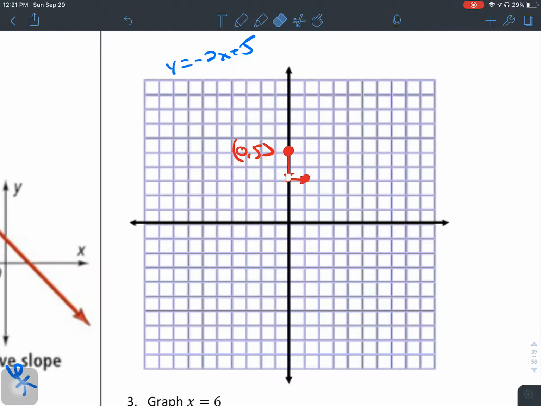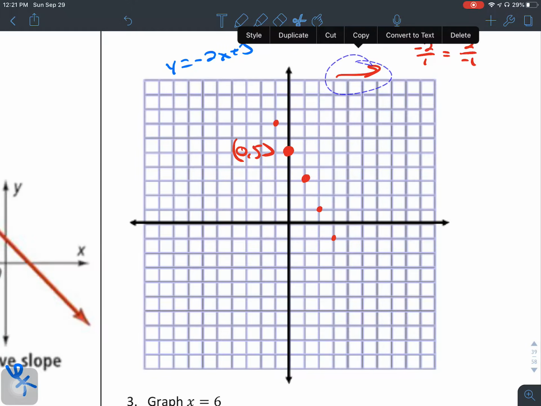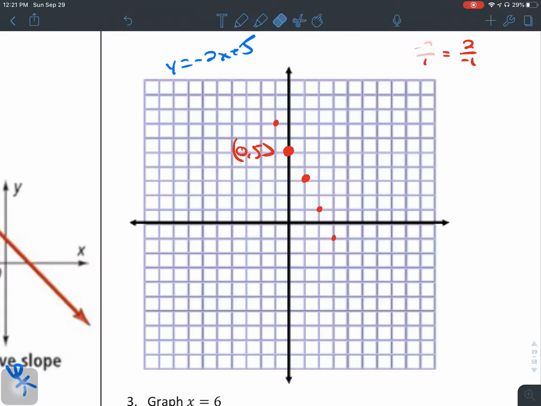You don't need to draw those little arrows. I'm just illustrating. We continue to go down 2 and to the right 1. Or you could also go up 2 and to the left 1. Why is that the same thing? Because negative 2 over 1 is the same as 2 over negative 1. To be clear, this negative 2 says go down 2. This says go right 1. If you write it this way, it says go up 2 and to the left 1. Either way, you're going to be on the same line.